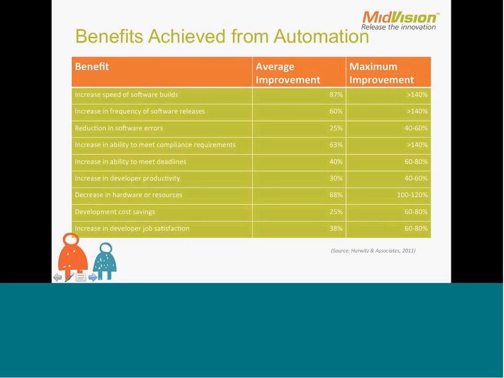So the slide here is from Hurwitz's report from a couple of years ago. And what we have here is the benefits that people are seeing and the kind of size of the benefits that people are seeing from the automation that they've implemented in their environment. So as I just said, the increased speed is a really, really big one, and the increase in the frequency, so the overall productivity advantages are massive. As I also said, the reduction in software errors are quite key too.